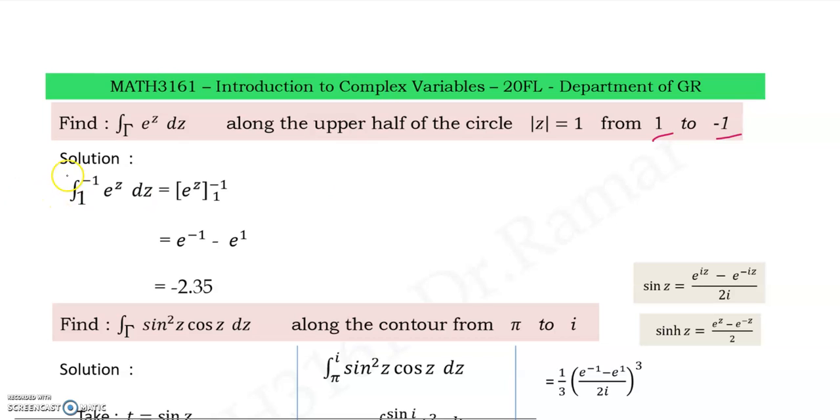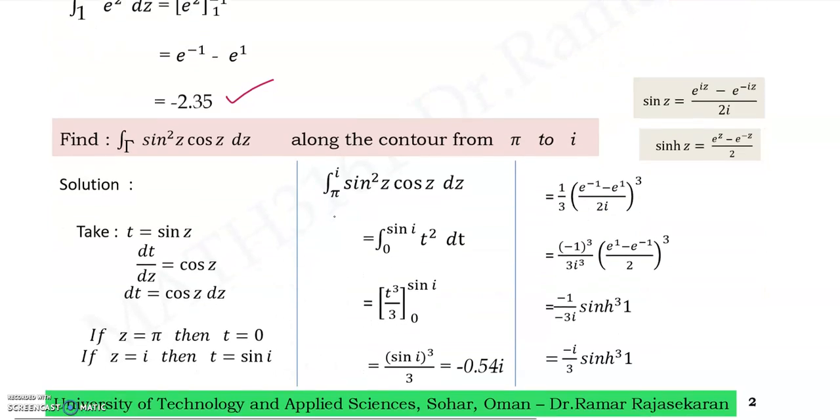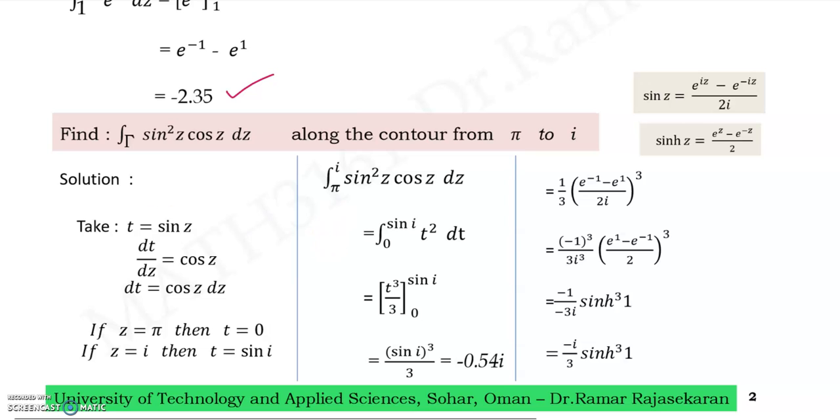So that's why this is called independence of path. Now the integral from 1 to minus 1 of e to the power z dz: write the limits given in the question, then write the function e to the power z, then integrate. You will get e to the power z again, then substitute the limits, and you will get the value minus 2.35. Okay, now you see the second question.